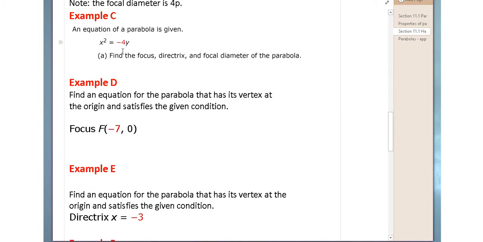x squared equals -4y. Again, find the focus, directrix, and focal diameter. So once again, that leading coefficient is going to help us determine what p is. So 4p equals -4. So p equals -1. The vertex is at 0, 0. So let's see if we can't kind of orient a few things here for ourselves.